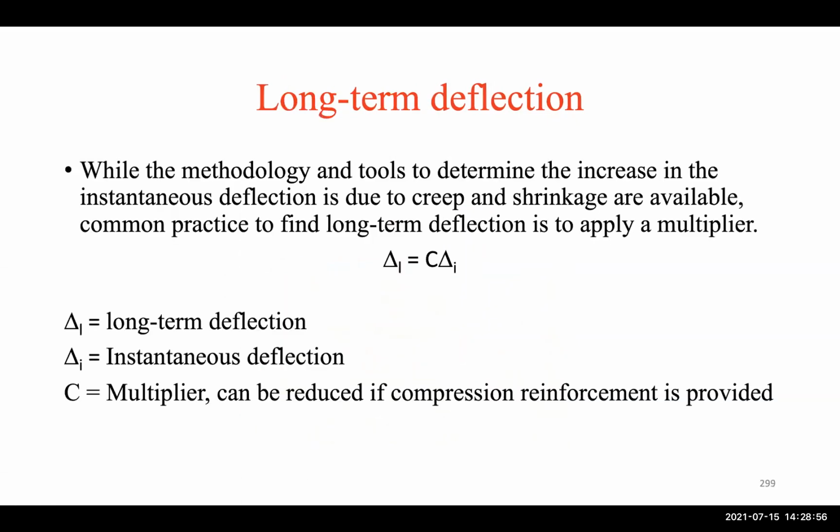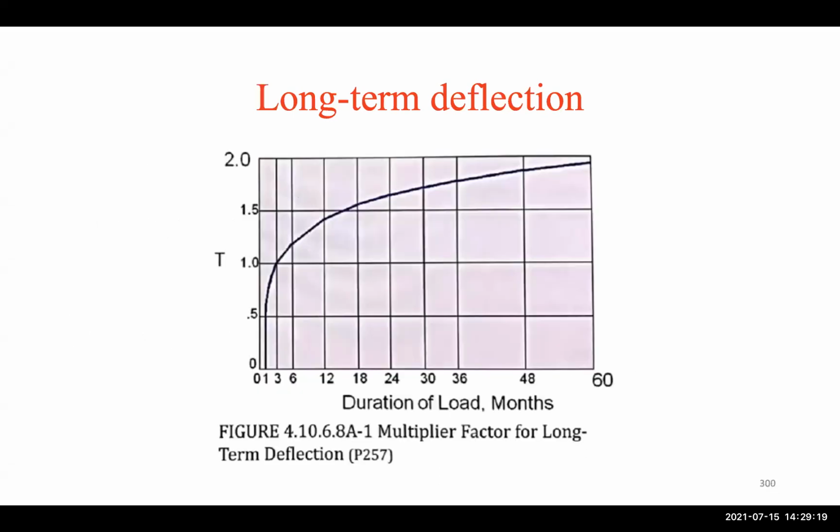So one way for the long-term deflection, which applies also to PT, is basically we calculate the instantaneous deflection based on uncracked section, and then we multiply that by a factor to obtain the long-term deflection. So that's basically the simplest way to do it. And here we have that factor.